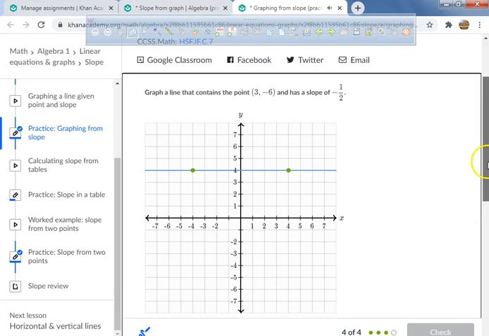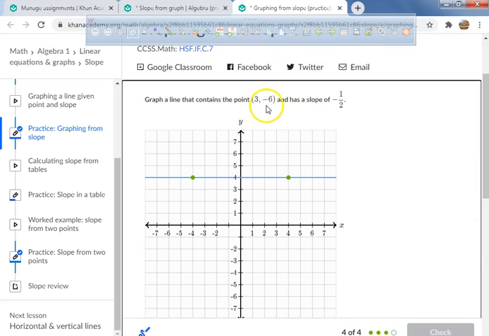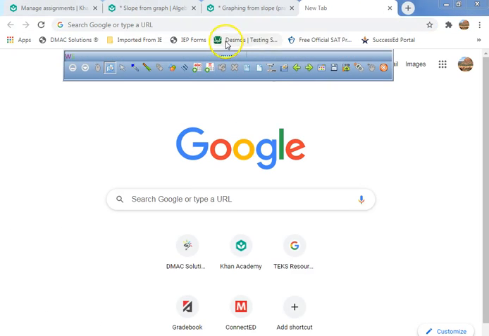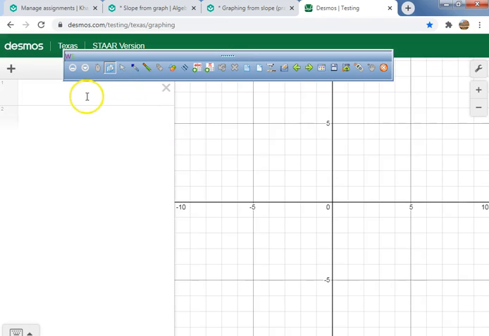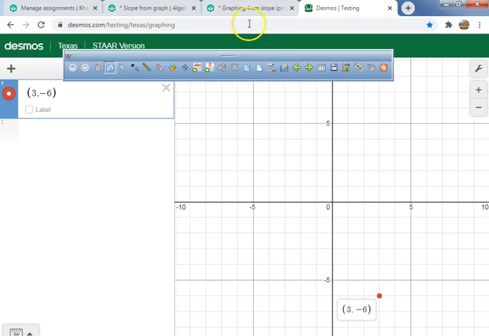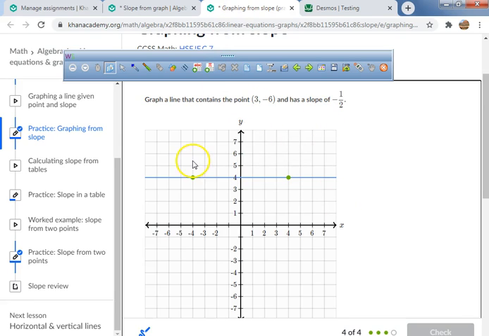Last one. What's the first point? (3, -6). Now, let's say you totally forget and you don't know how to plot points. What could you use to help you plot points? Desmos. Could you type in (3, -6) and see exactly where you should plot it? Yeah. All right. So, ready? (3, -6).